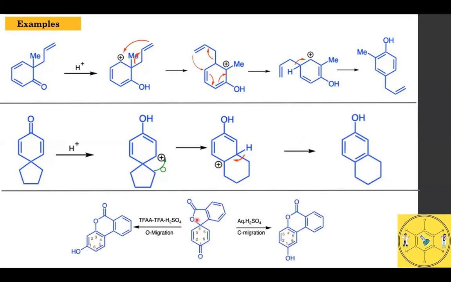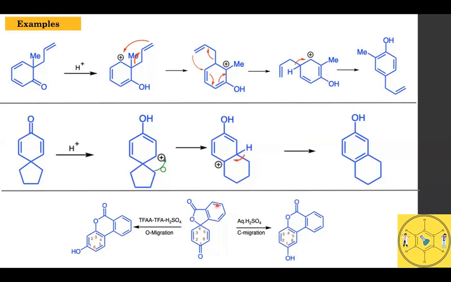So this is another example, and one of the important examples. Here you see how the reaction conditions affect the selectivity of the product. For example, when you take this particular spirocyclohexadienone and subject it to trifluoroacetic anhydride, trifluoroacetic acid, and sulfuric acid, in fact this is a non-aqueous acidic condition. Under this condition, O migration takes place. Here you see this carbon-oxygen bond breaks, so this oxygen moves towards the third position, generating this particular compound.